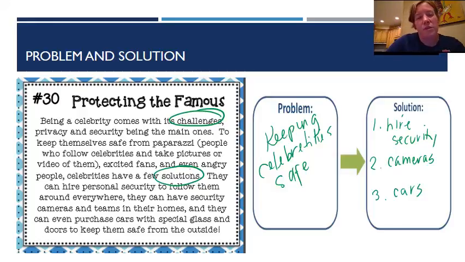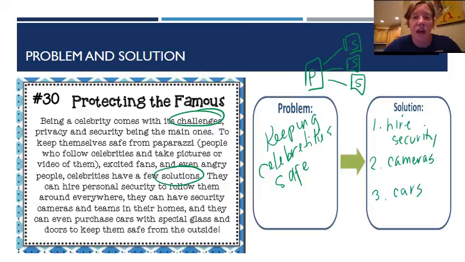Remember, problem solution is similar to cause and effect. You could have also seen something where you have a problem and then several solutions. It could have been split up like this. So you just need to be careful to read and figure out what type of graphic organizer you need if you're asked to organize the information from an article.